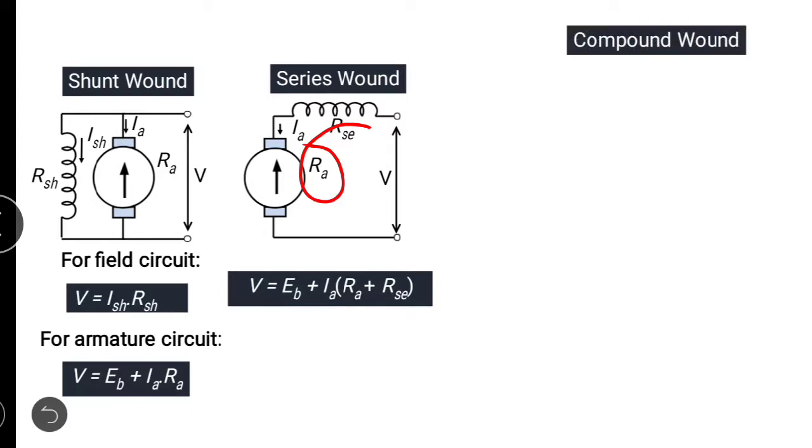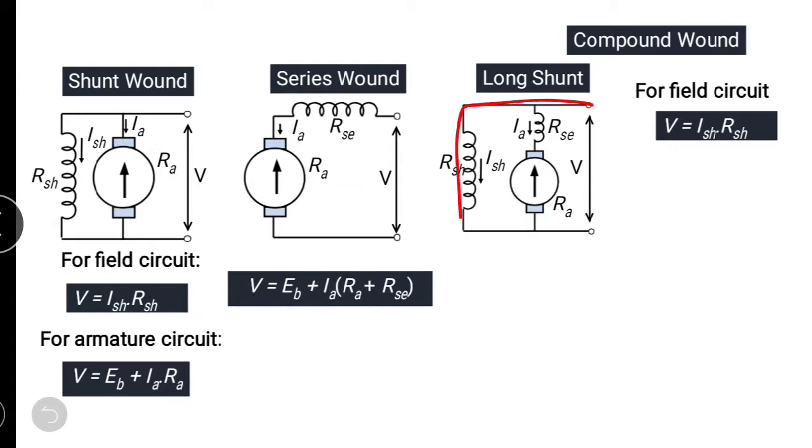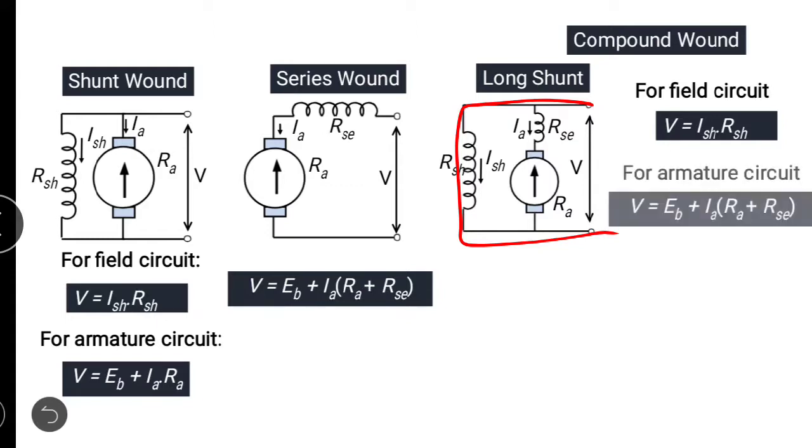Next, moving on to the compound wound motor. The first case is the long shunt. This is the basic construction of the long shunt. If we apply KVL in the field circuit, that means in this circuit, then we have voltage equals ISH into RSH. So the voltage equation here is the product of the field resistance and the current passing through the field circuit. When we talk about the armature circuit, that means this particular circuit, the voltage equation is V equals EB plus IA in brackets RA plus RSE.